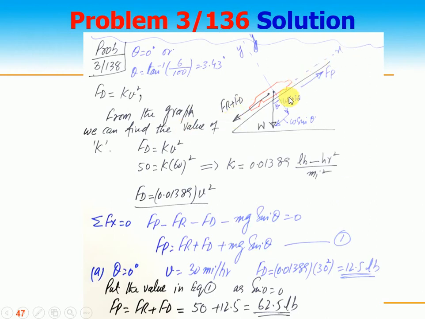Now summation of Fx is equal to 0. So it is basically Fp minus Fr minus Fd minus mg sin theta is equal to 0. So Fp is equal to Fr plus Fd plus mg sin theta. This is my equation number 1.